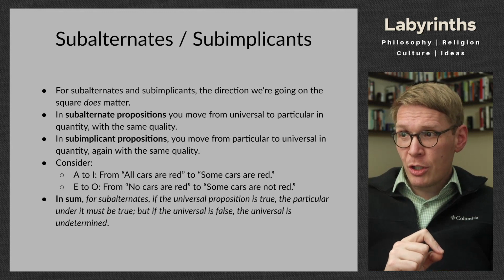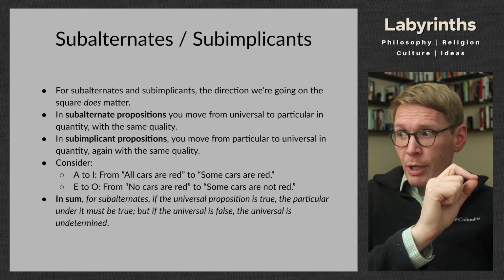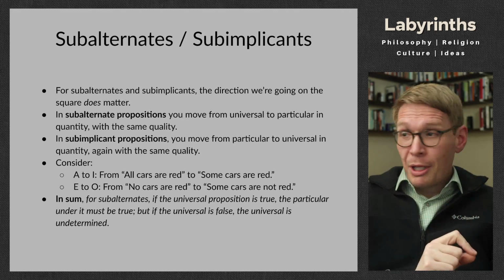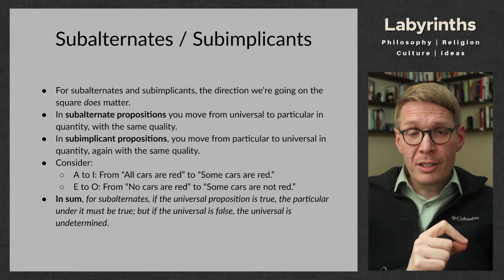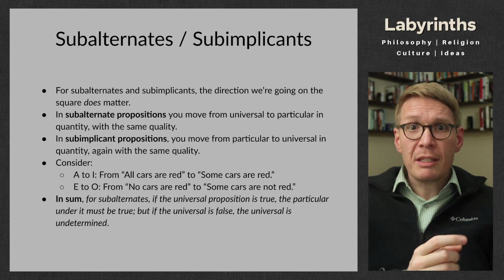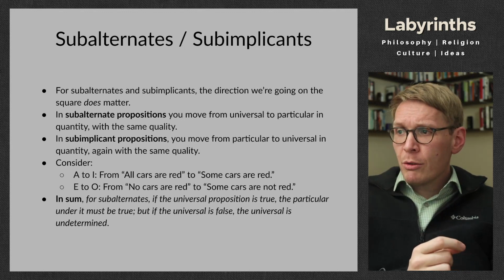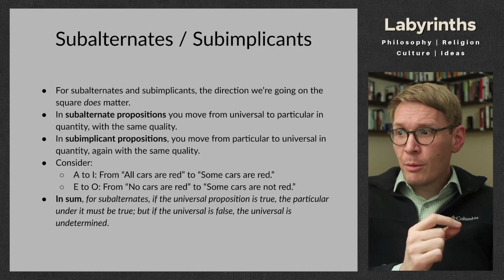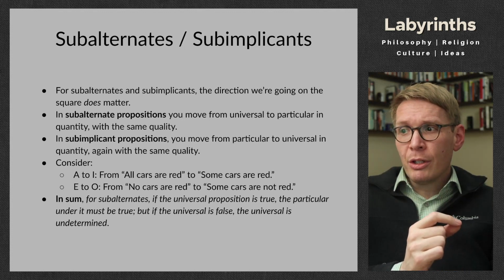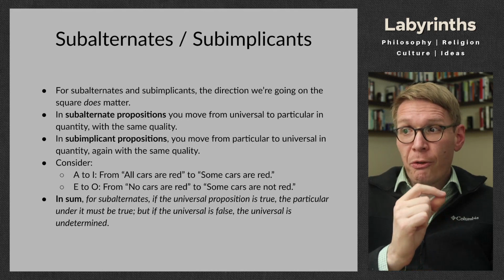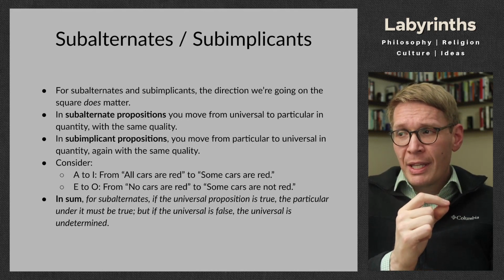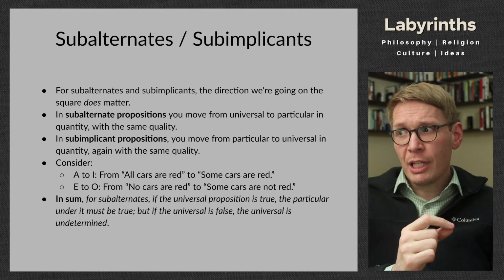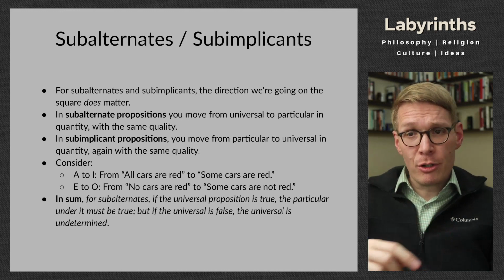If the universal proposition is true, so it's true that all cars are red, then the particular proposition under it must also be true. So if all cars are red, then it necessarily follows that some cars are red. Easy. That's the example that we started with. But if the universal is false, then the particular is undetermined, right? Because if it is false that all cars are red, then I can't determine with certainty whether it's true that some cars are red or whether it's false that some cars are red. I just don't have enough information.